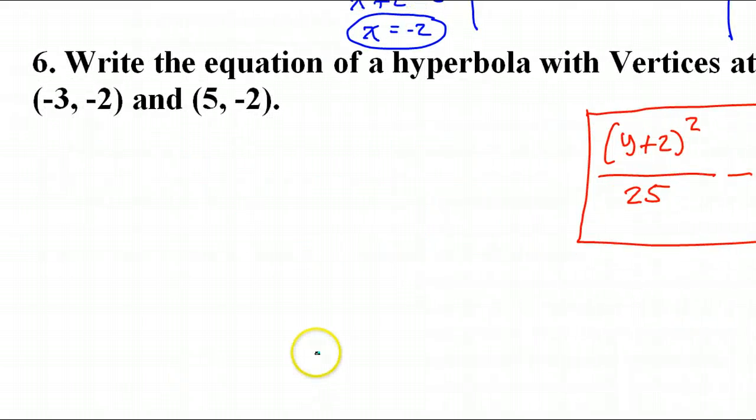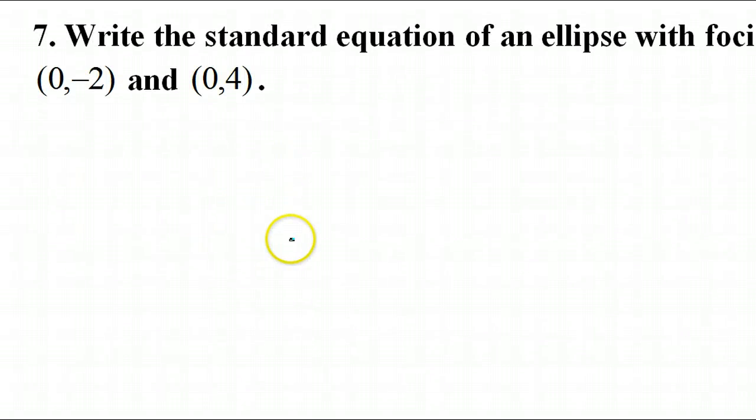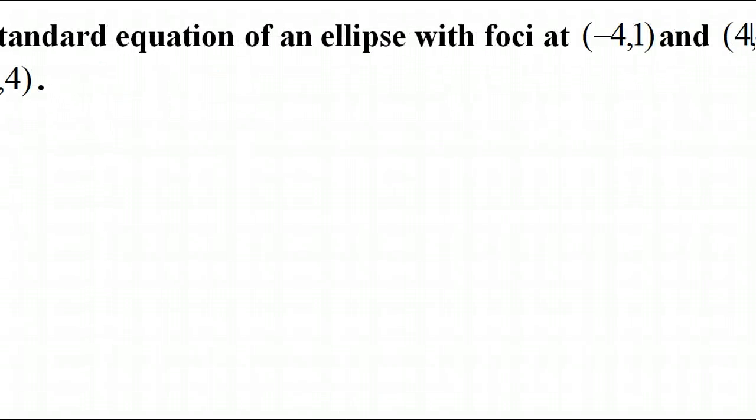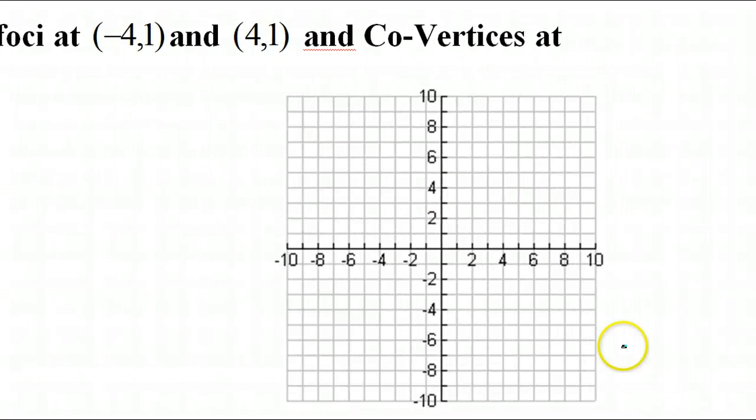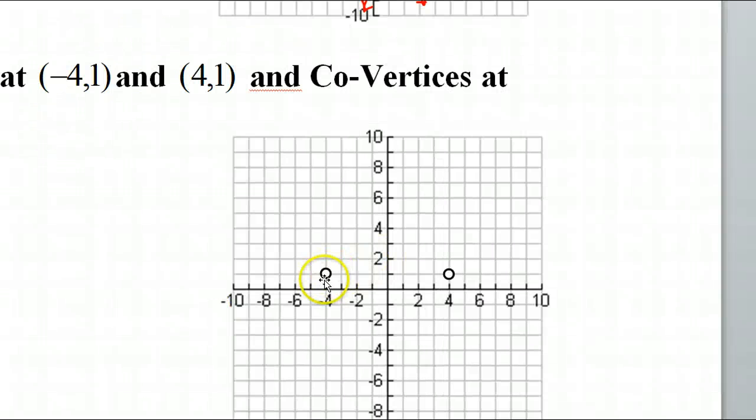Okay, so let's move on to number 7. Now an ellipse. Let's sketch it as we go. Standard equation of an ellipse with foci at (-4, 1) and (4, 1). I've decided to always make my foci open circles because I think it's cool. Those are my foci.